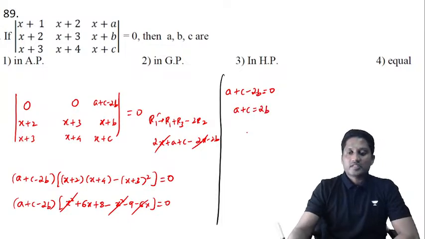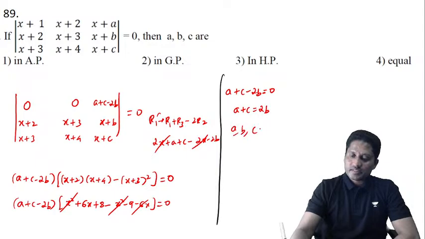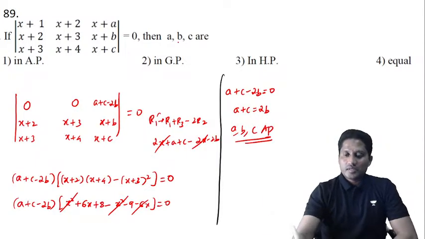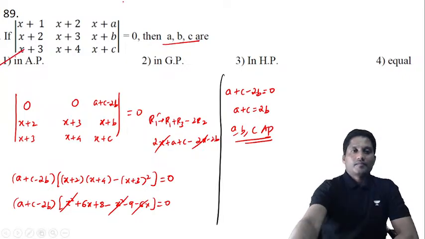He's asking ABC is in what? So this means that ABC is in AP. Twice the middle term is equal to sum of the first term and the last term. ABC should be in AP. Okay, question number 90.